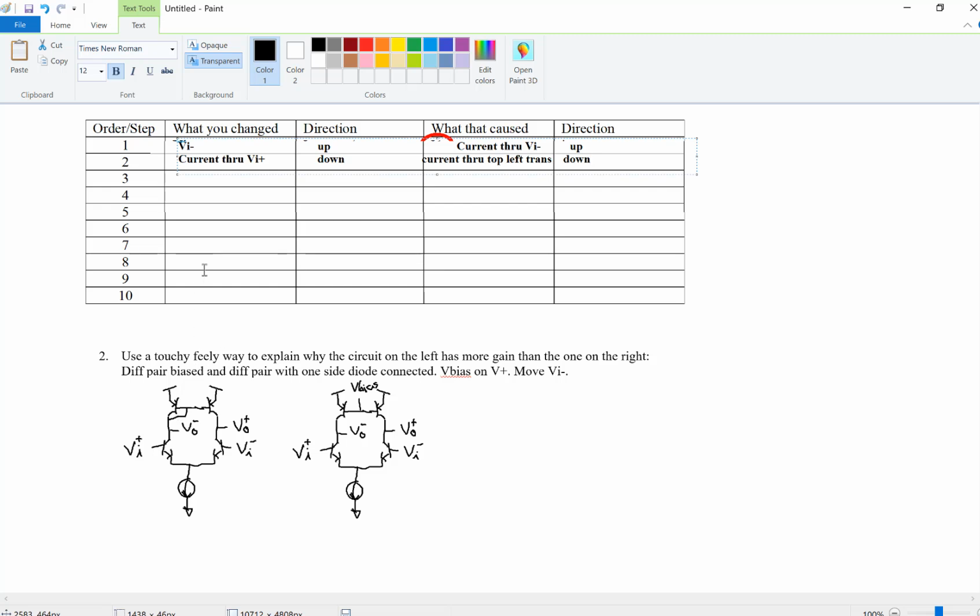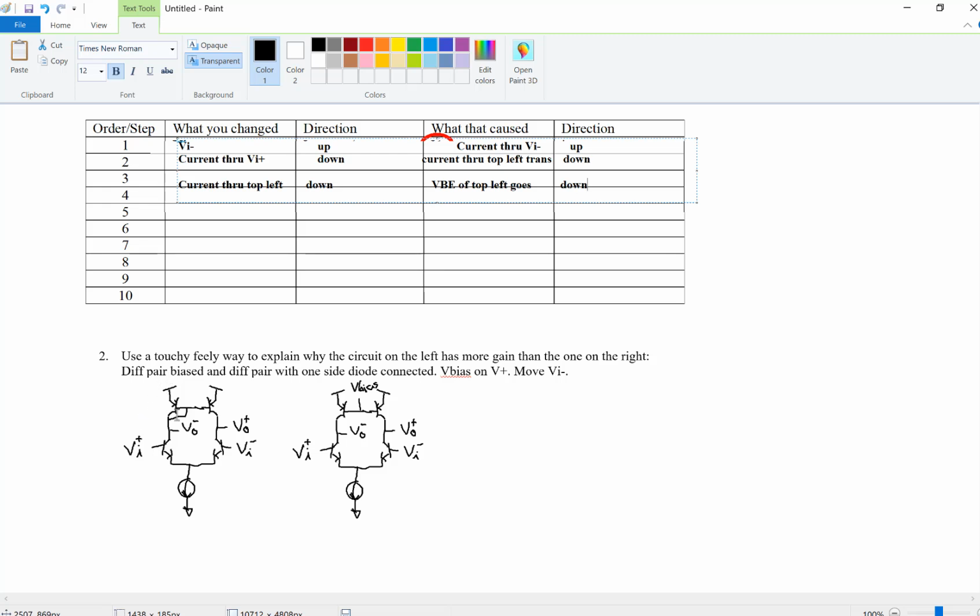Okay, and you can just write arrows here. So if the current through top left goes down, then the VBE of top left goes down. The current through the top left goes down, the VBE goes down.